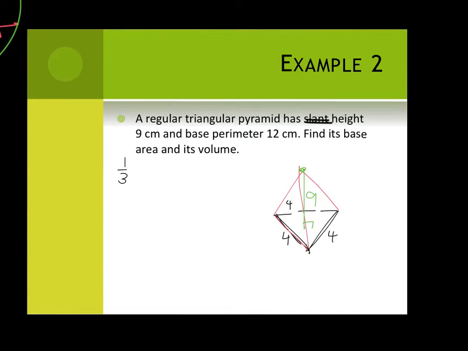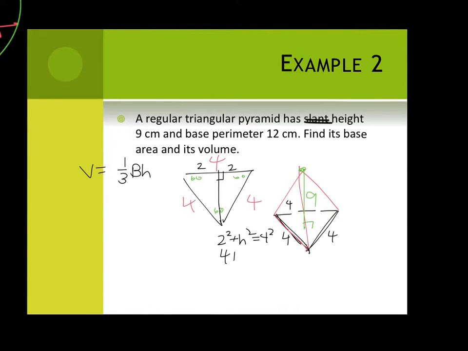So for volume, I need 1/3 base area times height. This base is still an equilateral triangle, so I would still walk through the same steps I did before with either doing 60, 60, 60, cutting it in half. And then this would be 2 and 2. I can do the Pythagorean theorem or the 60, 30, 90 triangle. So if I do Pythagorean theorem, it would be 2 squared plus the height squared would equal 4 squared. 4 plus h squared equals 16, h squared would be 12. And so the height here would be the square root of 12, which is 2 root 3.